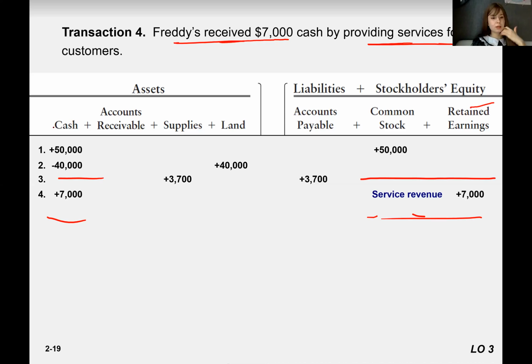So these two accounts, cash and retained earnings, are going to hit. Are we clear? Yeah. And for fifths, can I see the fifths?